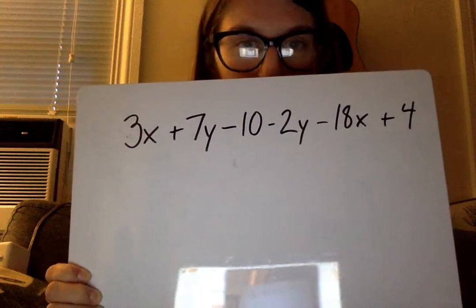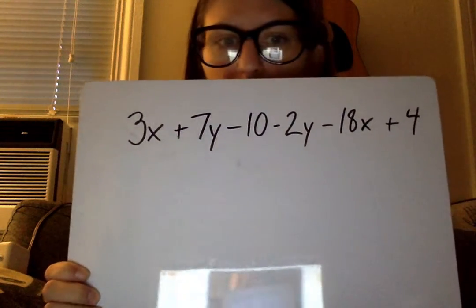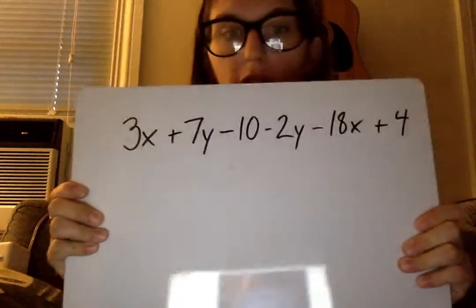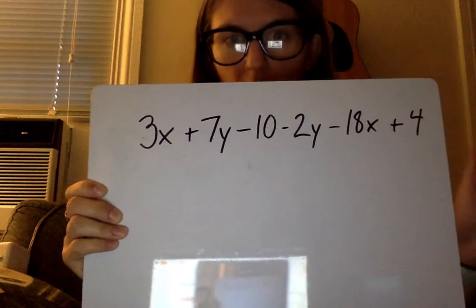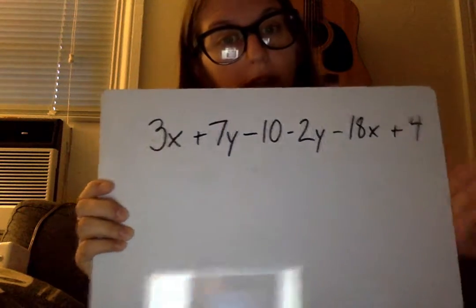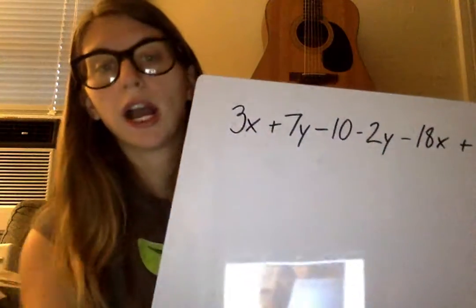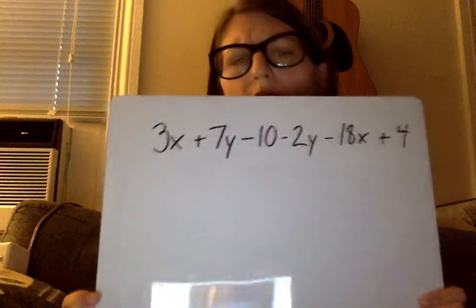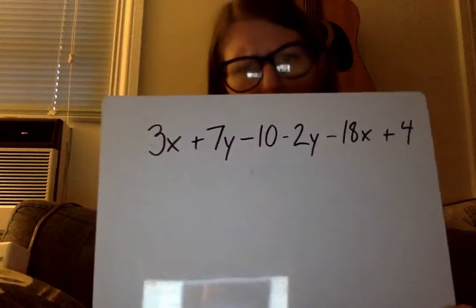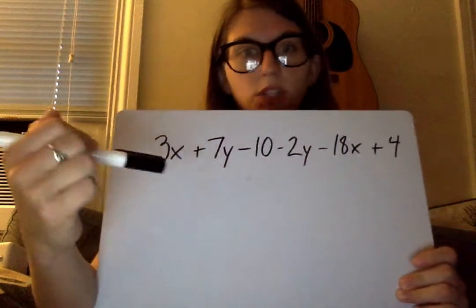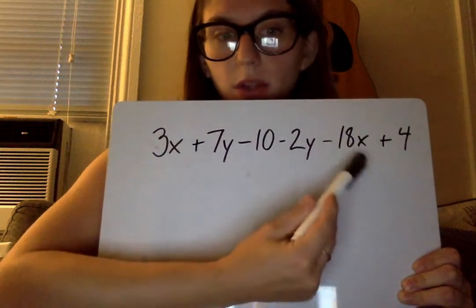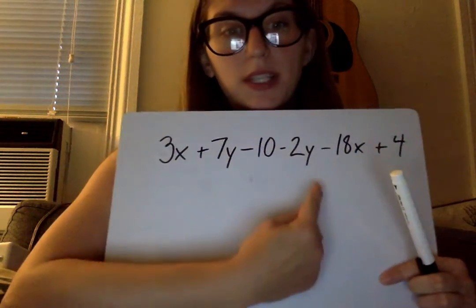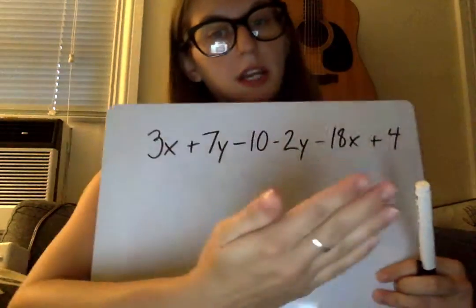3x plus 7y minus 10 minus 2y minus 18x plus 4. I'm hoping you'll look at this and say, oh, this is easy, I have no issues with this. And that's where we should be. And if not, that's where I come into play. So the first thing I like to do is go alphabetically. If I notice that I don't have any x to the second or x to the third or y to the second, I'm just going to deal with my x's first. So I have 3x, that's a positive 3x, and the only other x is this negative 18. And remember, the sign that's directly to the left is the sign that carries with it.